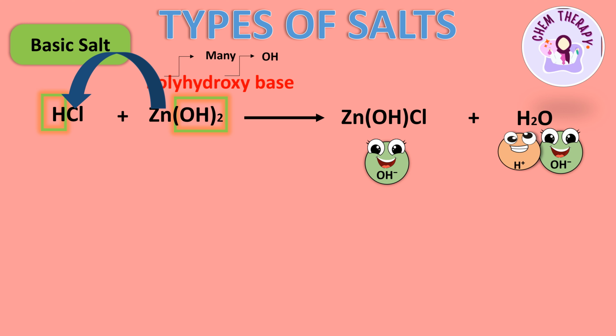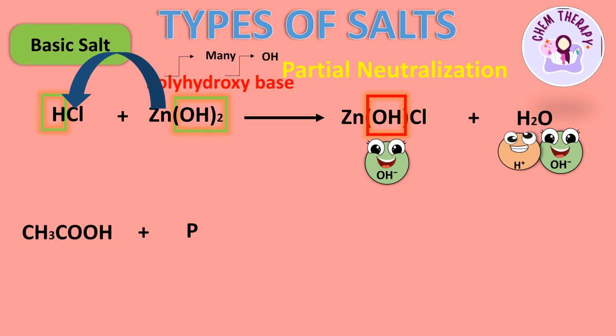So, the salt formed as a result is zinc hydroxychloride. This salt is formed by the partial neutralization of a base, and it still contains one replaceable OH group. The presence of replaceable OH group makes it basic in nature.